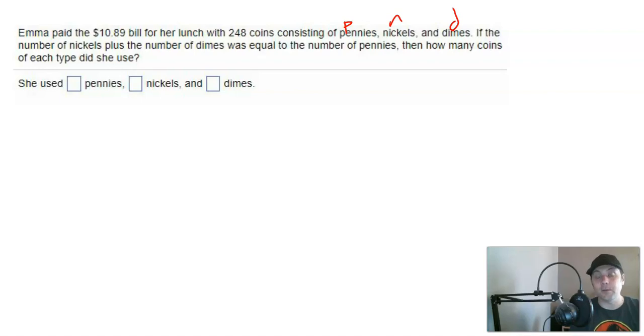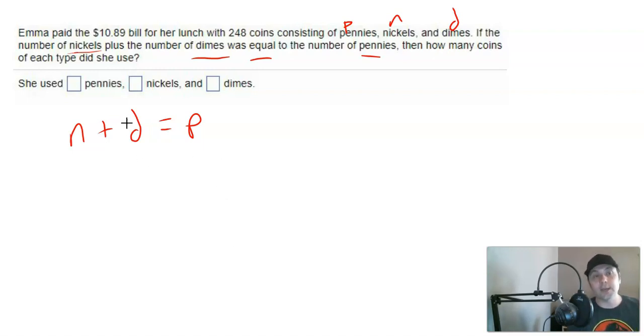If there are three variables, how many equations do we need to have a specific solution? We need to have three equations. One of the equations is very literal here. It's the next sentence: the number of nickels, that's N, plus the number of dimes, that's D, equals the number of pennies, that's P. That's one equation that they just spell out for us.